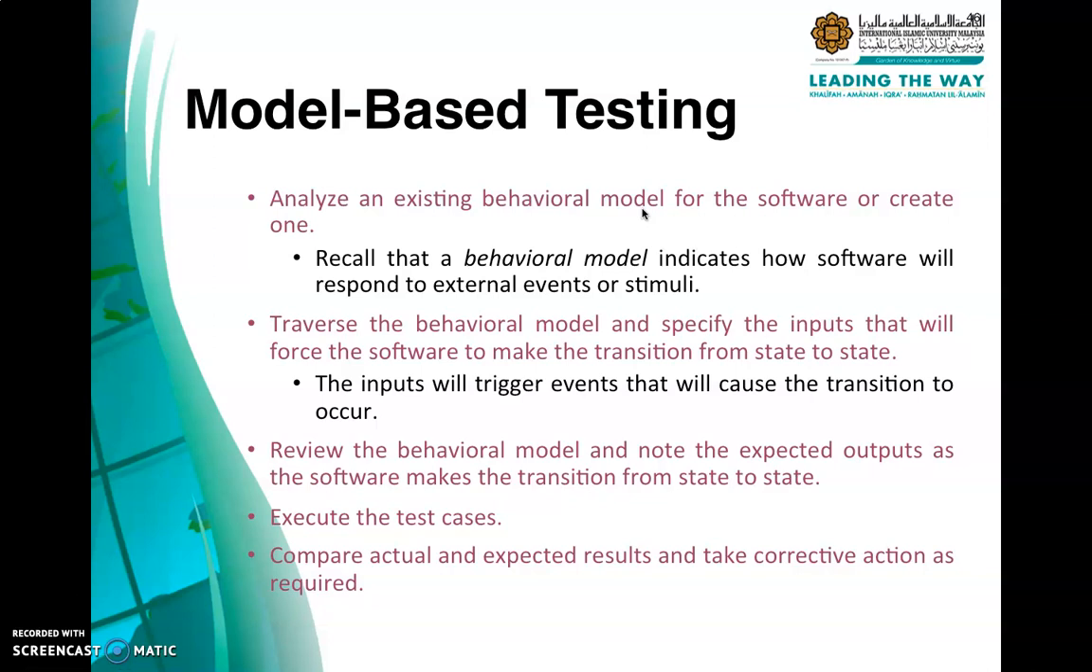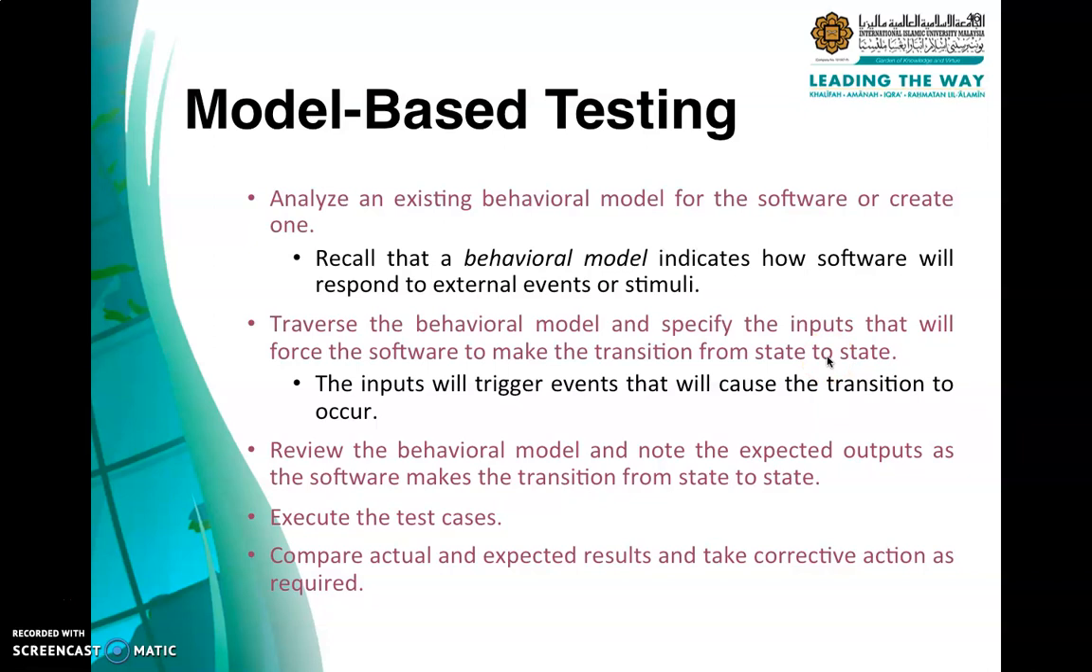So we rely on the UML state diagram, mainly the UML state diagram. Or if we don't have one, then we need to create one, if this kind of testing is needed. The behavioral model indicates how software will respond to external events or stimuli. Based on that behavioral model, we need to traverse the model and specify the inputs that will force the software to make the transition from state to state. So the inputs will trigger the events that will cause the transitions to occur.